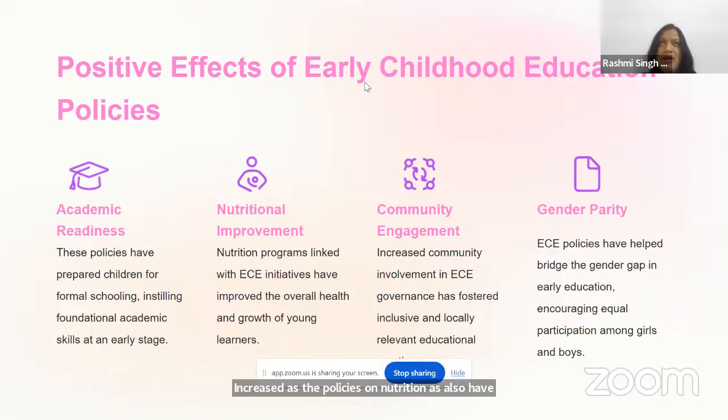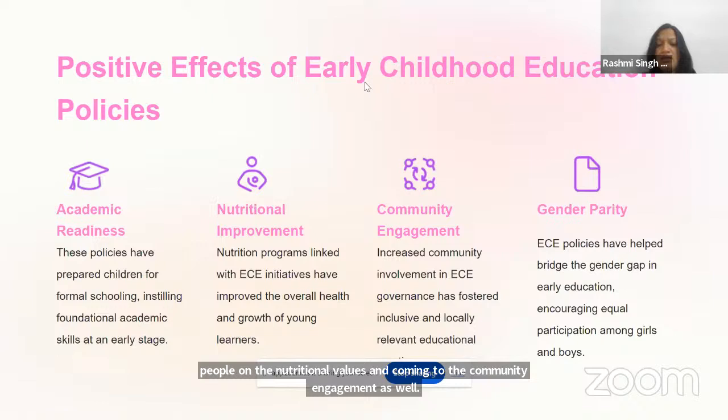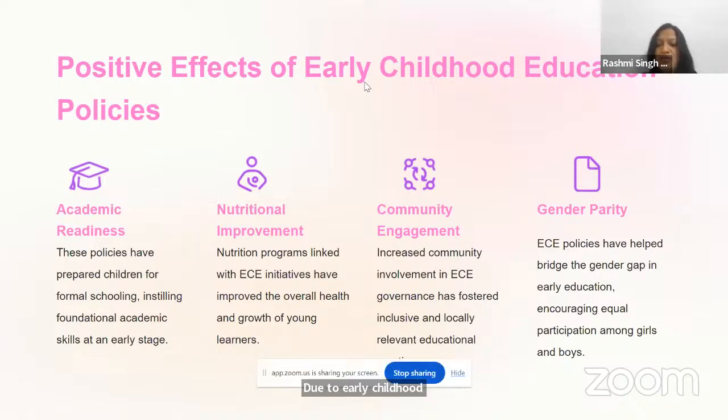And coming to anganwadis, there is a particular month, September, where this Poshan Abhiyan is focused on, and the anganwadi workers along with the community celebrate this month, and they also educate people on the nutritional values.